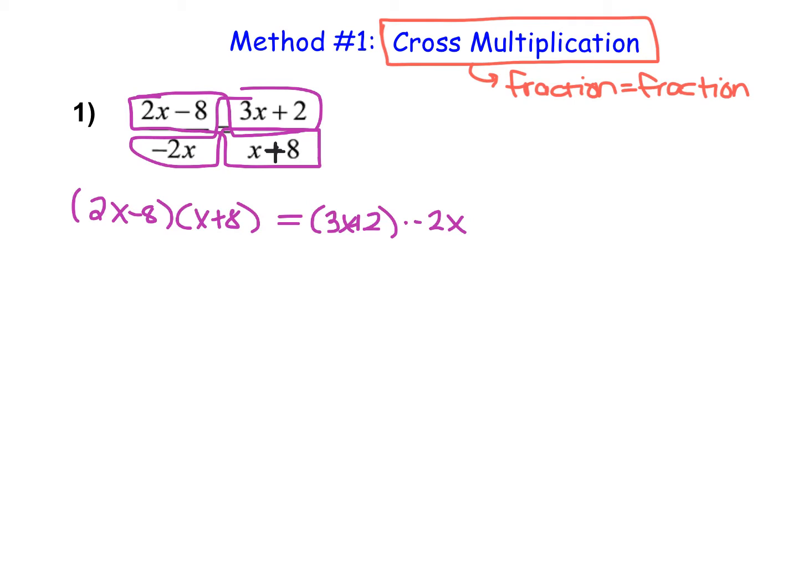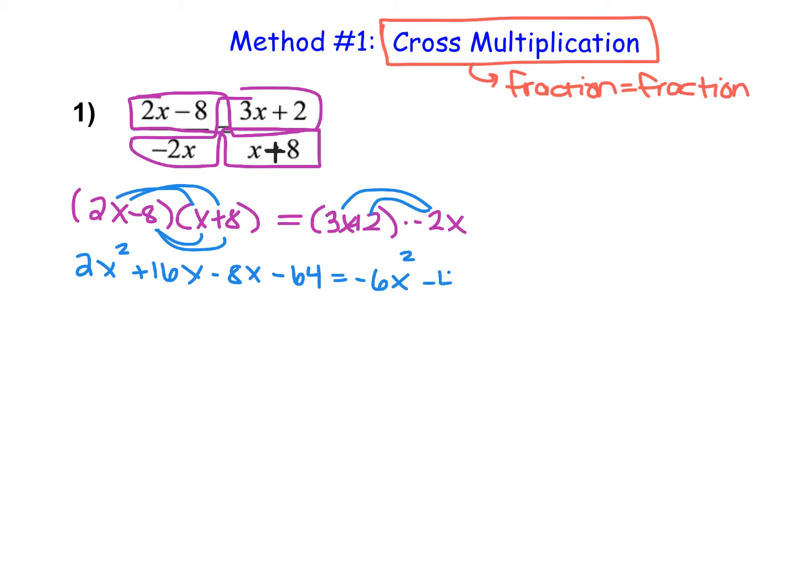To do that, we're going to start by getting rid of the parentheses so we can see what we're working with. So we have 2x² + 16x - 8x - 64 is equal to, distributing to both, -6x² - 4x. Now from here, what I notice is that my highest power in this equation is an x², and I have a couple of them. That's telling me that I'll probably need to use my quadratic solving strategies, so factoring, square roots, or the quadratic formula, because I have a quadratic in front of me with that x² involved in the problem.